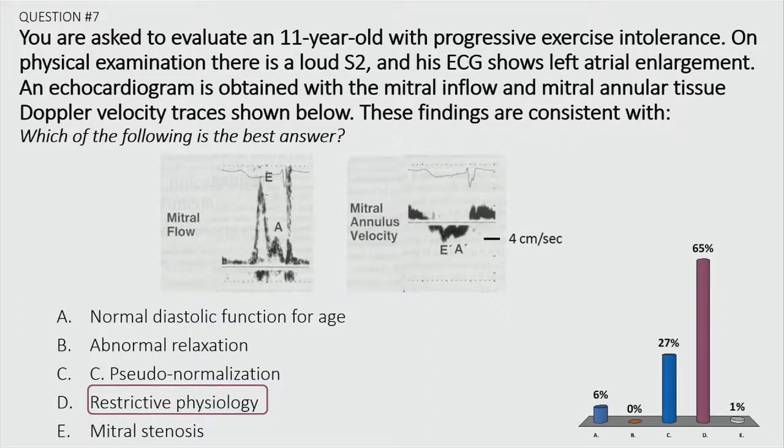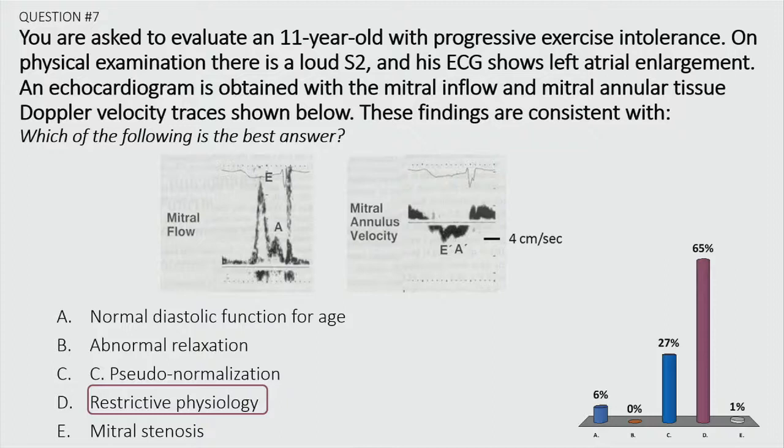Good, restrictive physiology. So the things about this curve that are abnormal: on the mitral flow you're seeing a very elevated E wave compared to the A wave. So the E to A ratio is markedly abnormal, markedly high, and we're seeing the low E prime velocity. So that's why both the E prime and the E to A wave ratio are abnormal. That's why A doesn't apply.